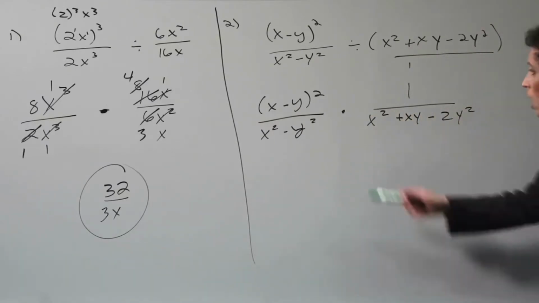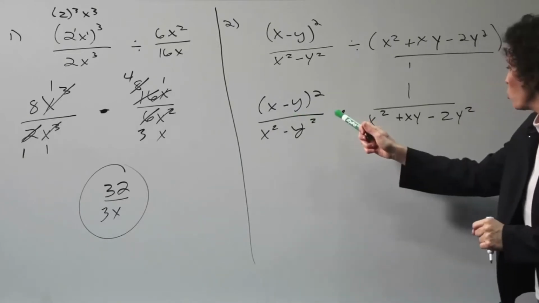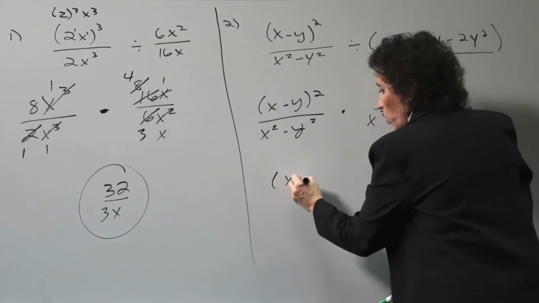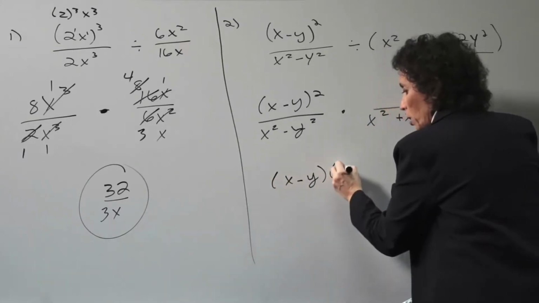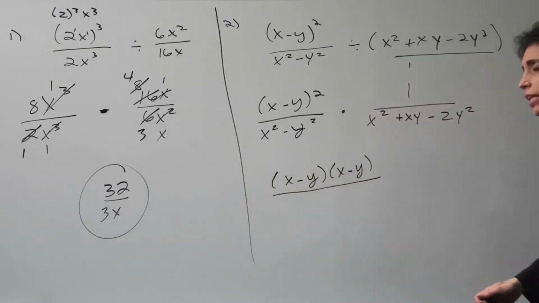All right, ready? X minus y quantity squared. There's nothing to factor there. That means I can write it twice if I want, or I could just leave it that way. Absolutely up to you. I'm going to write it twice. Why? I don't know. I feel like it.